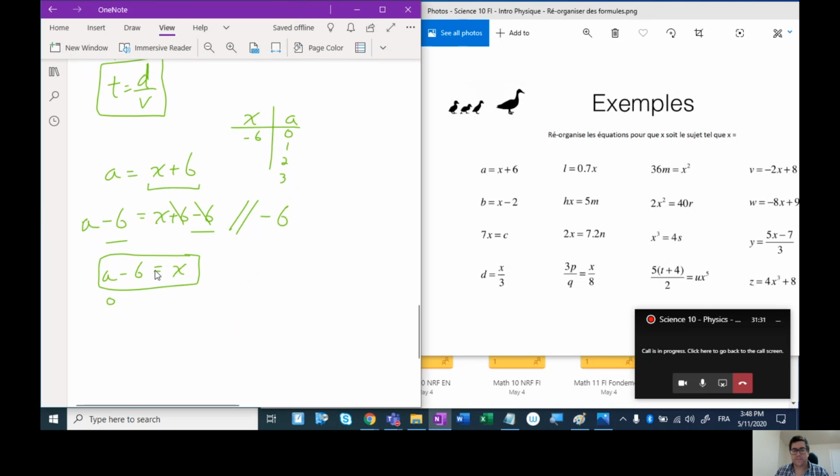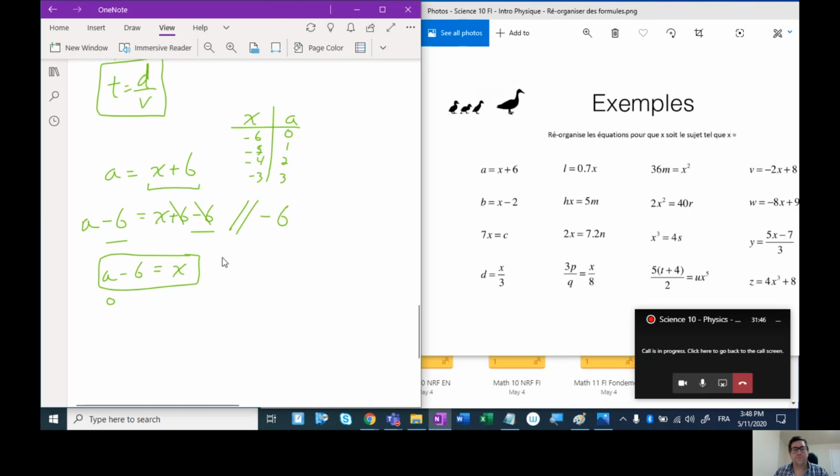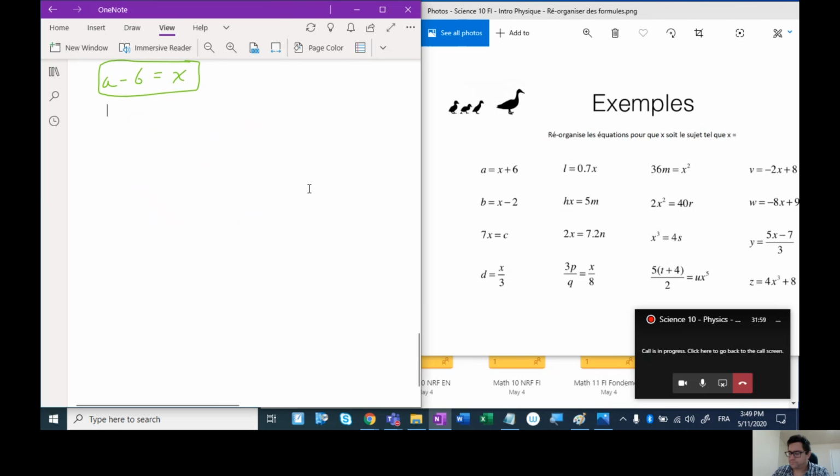1 minus 6, minus 5. 2 here, minus 4. 3 here, minus 3, right? So you can see the value in having this formula up and ready when you want to work on a project, okay? Let's continue. And that's why it's in physics.